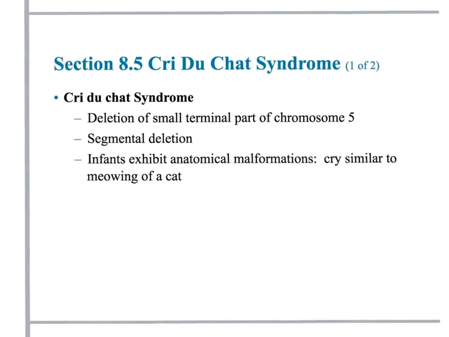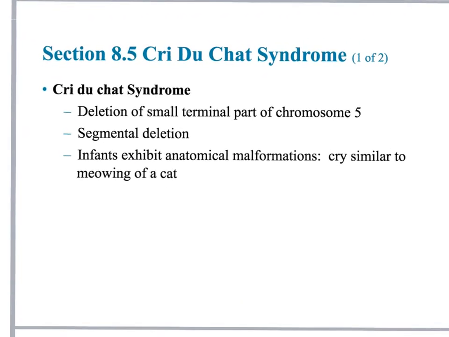So a deletion in the terminal part of chromosome 5 leads to the disease Cri-du-chat syndrome, and it's considered a segmental deletion. A little segment of the terminal part of chromosome 5 is actually deleted. So it's not just one nucleotide, it's a little segment that's deleted. The name comes from the fact that infants often cry very similar to the meowing of a cat, like a cat's meow that's very loud.